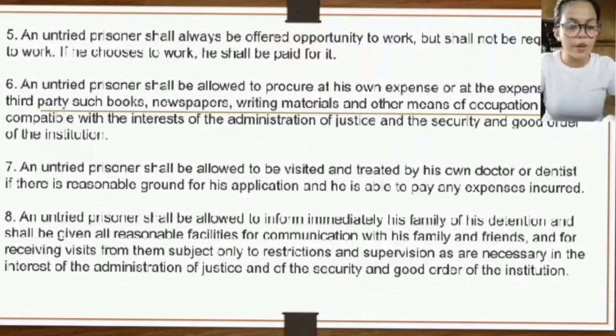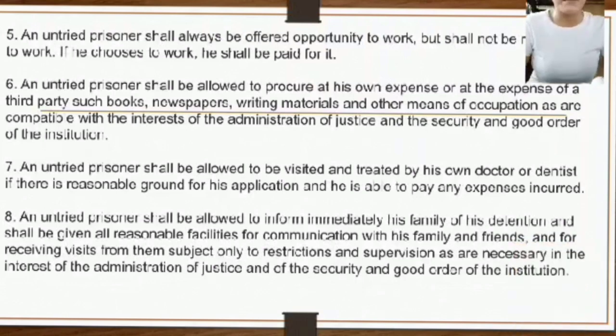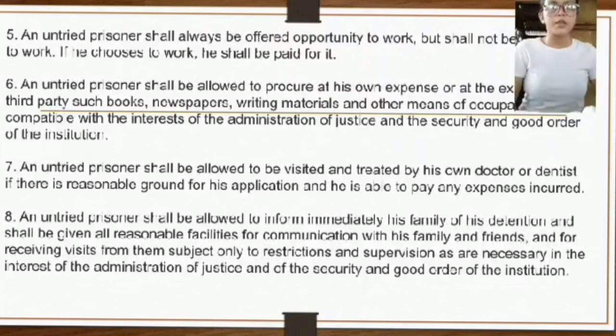Number 8. An untried prisoner shall be allowed to inform immediately his family of his detention and shall be given all reasonable facilities for communicating with his family and friends and for receiving visits from them, subject only to restrictions and supervision as are necessary in the interest of the administration of justice and of the security and good order of the institution. Kasi number 8 kay ang ginakuan diri nga if napriso ang isa ka prisoner dapat ginapaalam jud sa mga family, relatives or mga friends nga napriso sila. If kung mobisita pud ang mga ilahang mga relatives especially the family dapat tagaan sila og communicating nga comfortable sila og tagaan pud sila og kanang security para sa napriso or sa magbisita sa ilaha.